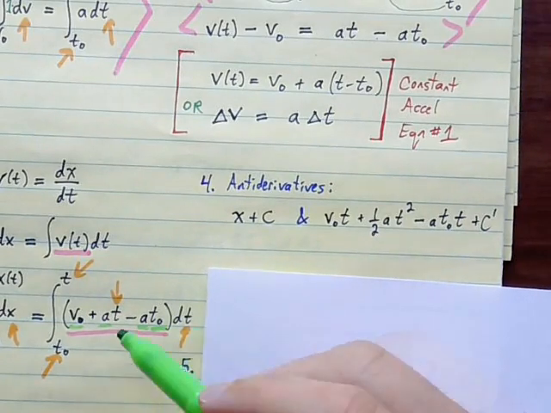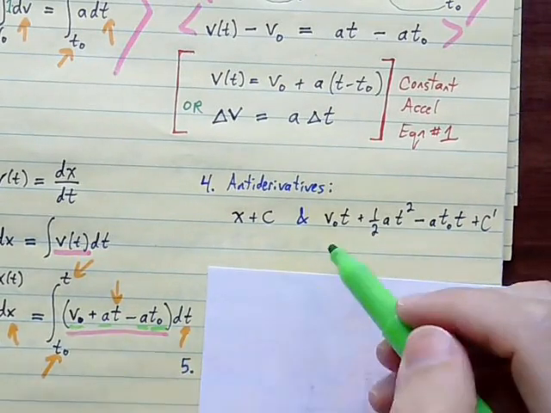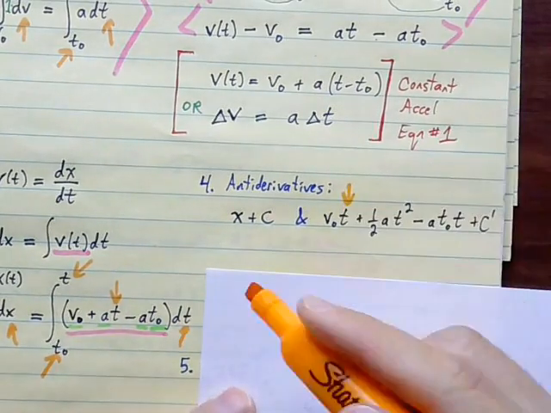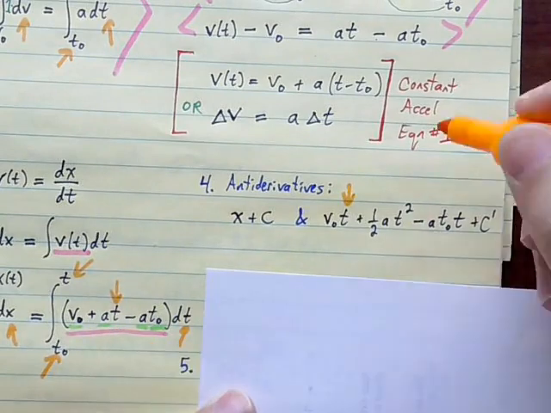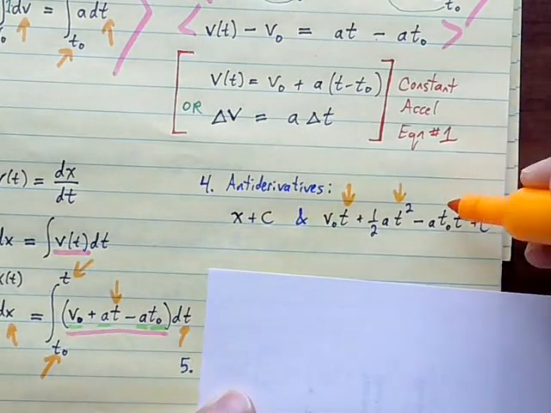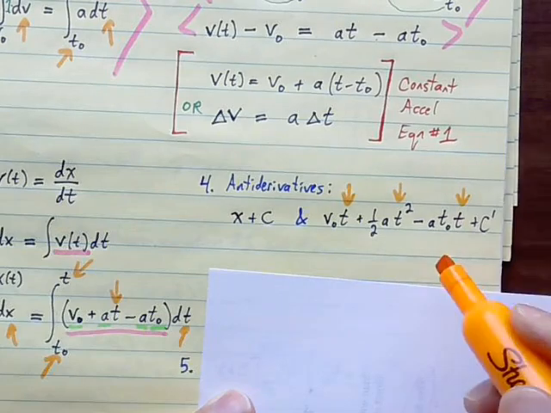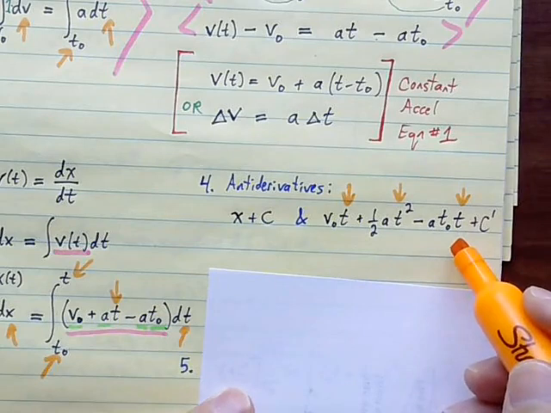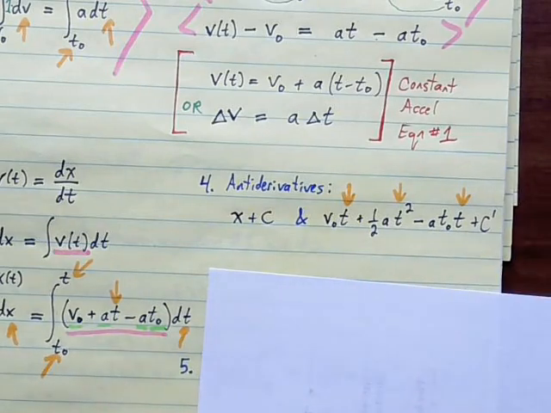So the first term becomes v naught t. There's our variable. Then the a t term becomes a 1/2 a t squared. The a t naught term becomes a t naught t. Note how t naught is a constant, and it picked up a factor of t, our variable, and then we add some other constant. Okay, there's our antiderivatives.